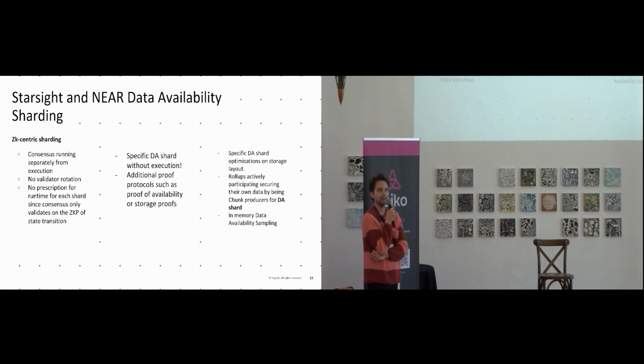Our friends from Avail are also doing DAS. Hey guys, we're very much looking forward to talking with you and trying to work together as a data availability industry, let's say, moving forward.